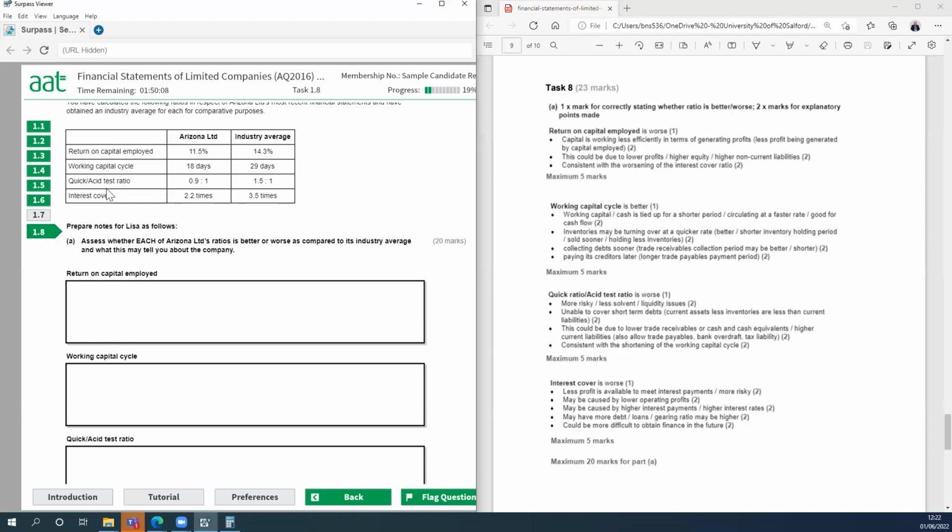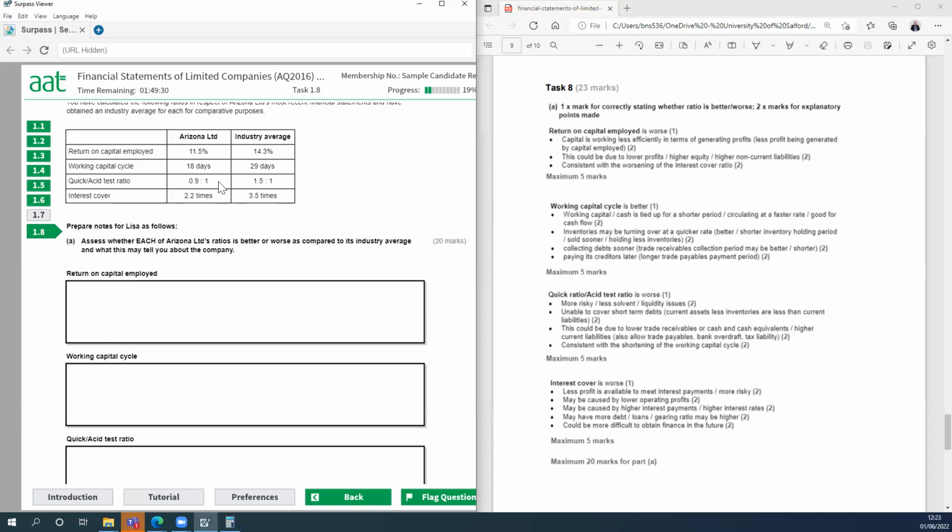Acid test ratio, which is current assets minus your inventories over your current liabilities. So 0.9 to 1 as opposed to 1.5 to 1. So this is worse, isn't it? Why is that? Current assets on the top, minus inventories, and current liabilities on the bottom. So therefore, again, it's worse. So it's more risky. Again, the consequences of that: it's more risky, less solvent, and say liquidity issues. You might struggle to pay the short-term debts, because that's what that ratio tells us.